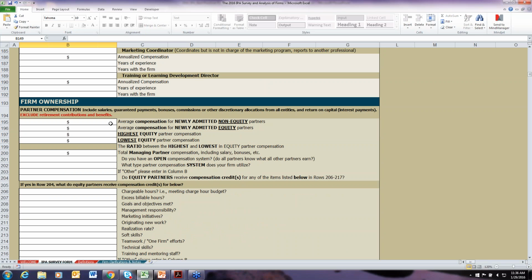In this section having to do with firm ownership, we're looking for average compensation for newly admitted non-equity, newly admitted equity, highest equity partner, and lowest equity partner compensation. In row 200, total managing partner compensation, just to clarify, total managing partner is the total, not the additional amount, which is being paid to the managing partner.